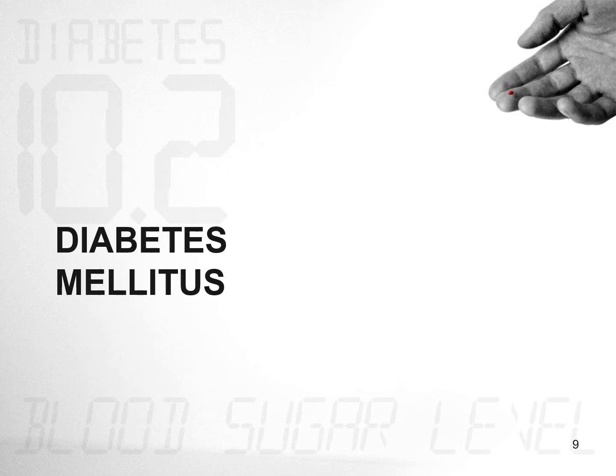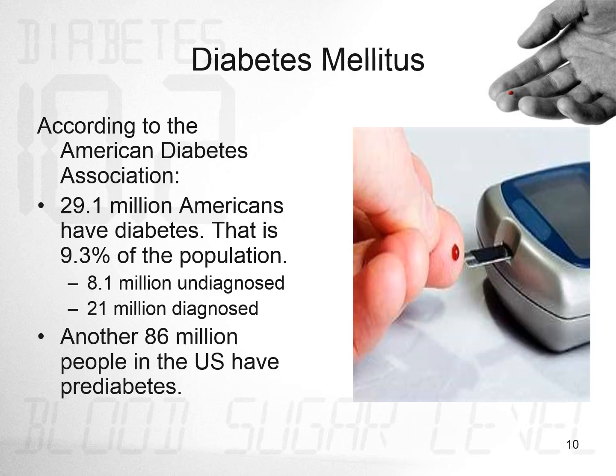So let's talk a little bit about diabetes. Diabetes is a major health problem and a leading cause of death. According to the American Diabetes Association, 29.1 million Americans have diabetes. This is 9.3% of the population. 8.1 million of them are undiagnosed and 21 million are diagnosed. Another 86 million people in the US have what they call pre-diabetes.